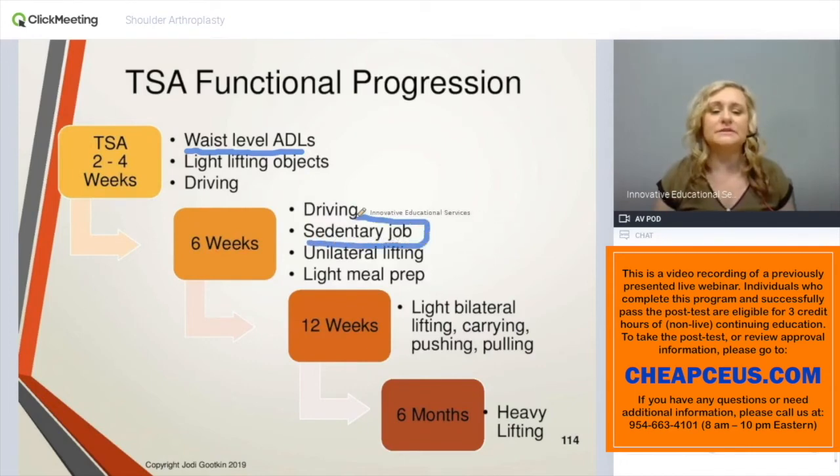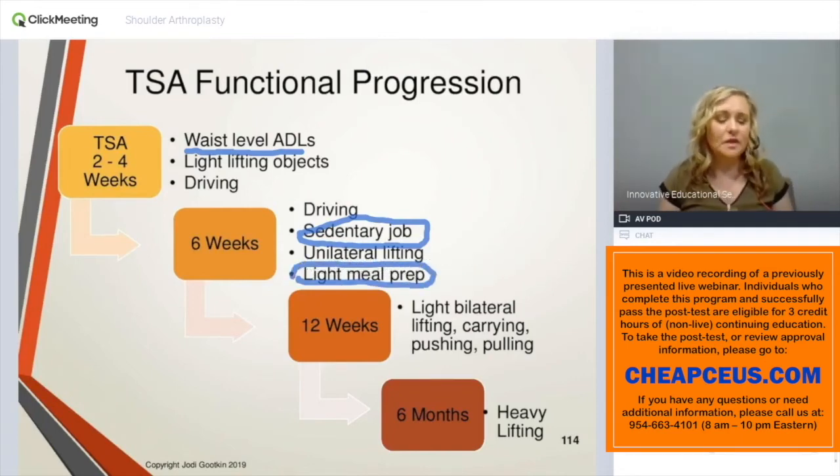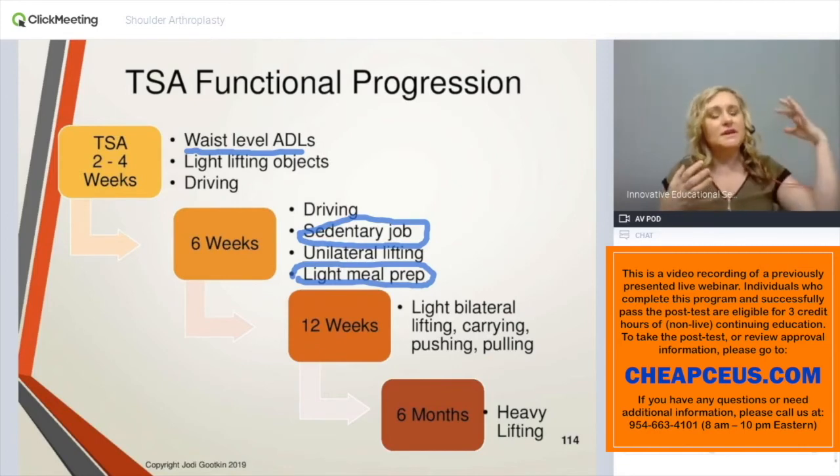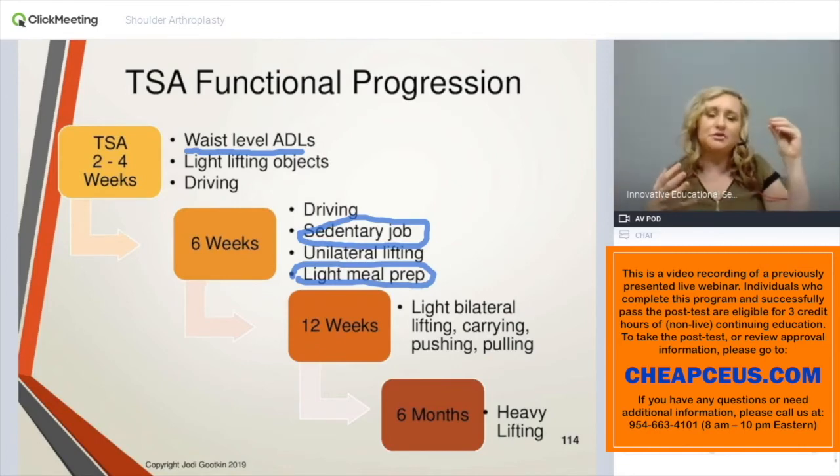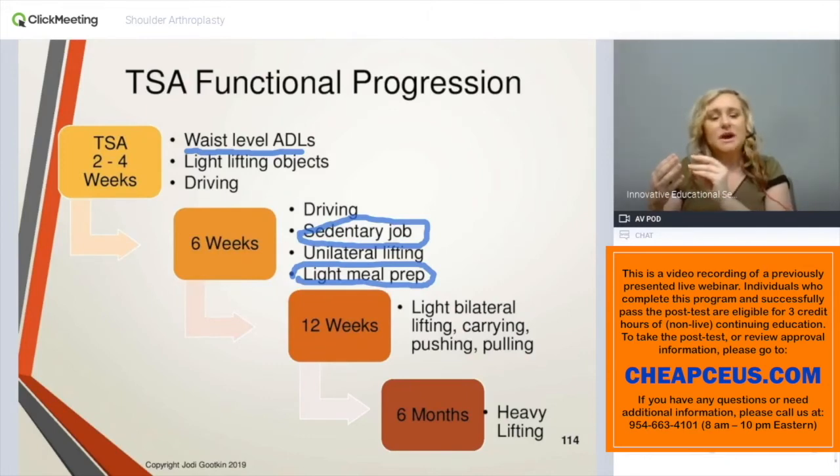About the 6-week mark, they can start some sedentary job tasks because they're allowed to lift light items and do some light meal prep at this point in time. They say in that first month, we start with a glass of water, maybe moving to a pound. In that 6-week plus time period, we're looking at maybe something that only weighs about 3 pounds.